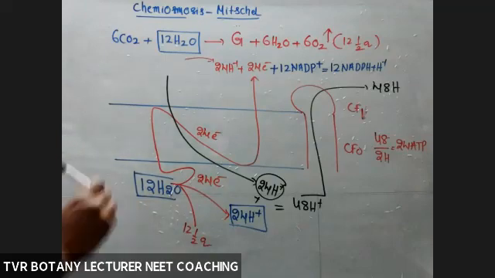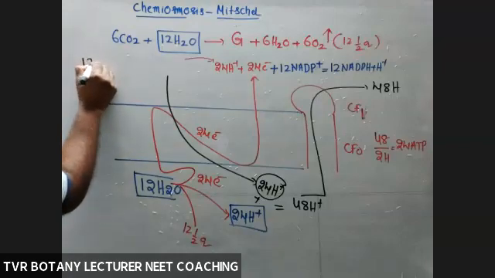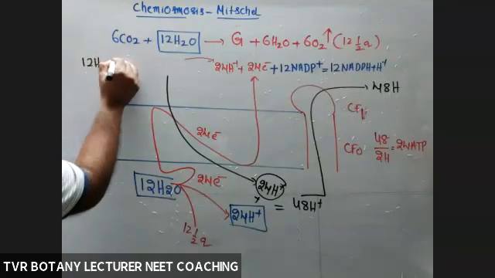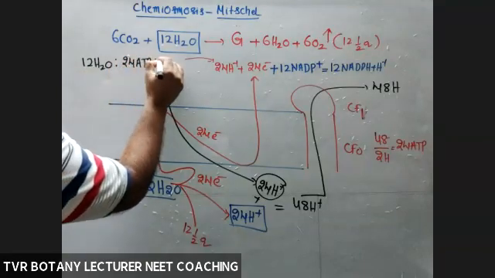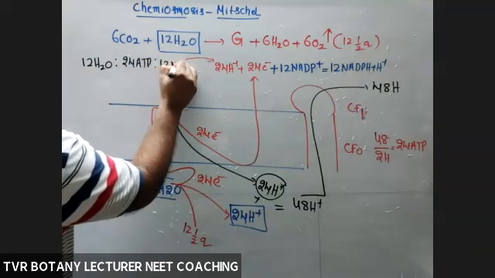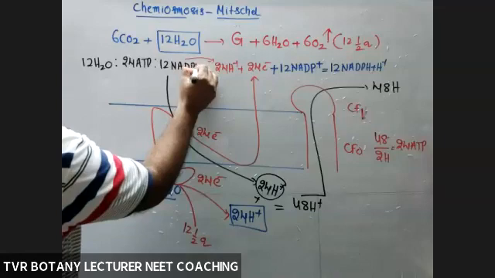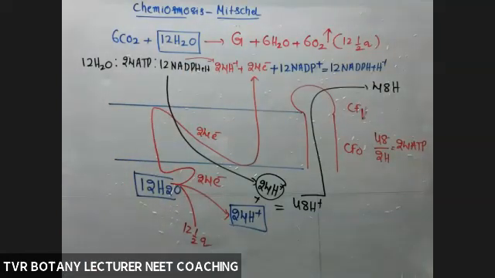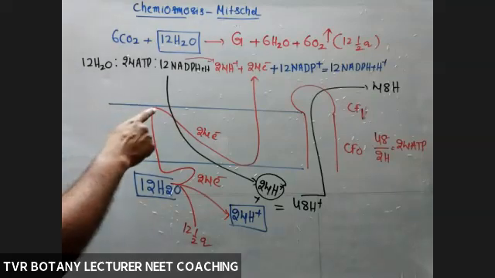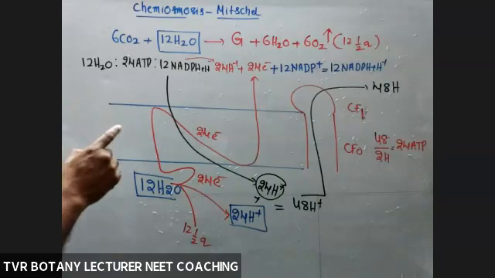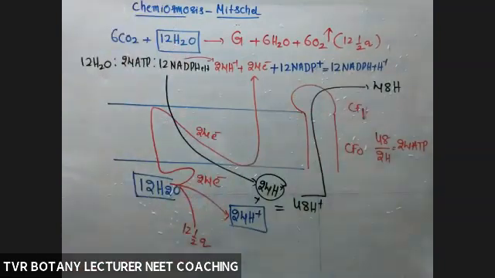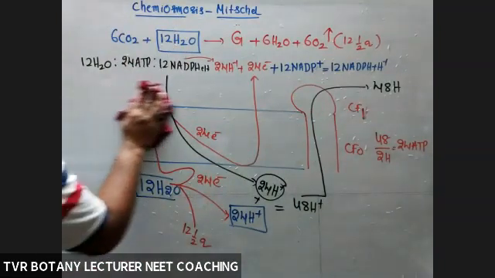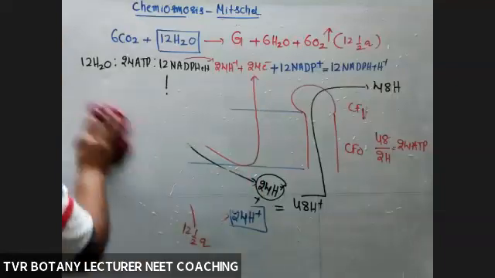So if 12 H2O molecules are photolysed during the non-cyclic electron transport system, what about the energetics? 12 H2O molecules. How many ATP molecules? 24 ATP molecules. How many NADPH plus? 12 molecules of NADPH plus. So non-cyclic electron transport or photophosphorylation accounts for synthesis of ATP and NADPH plus also. These two are collectively called reducing power.